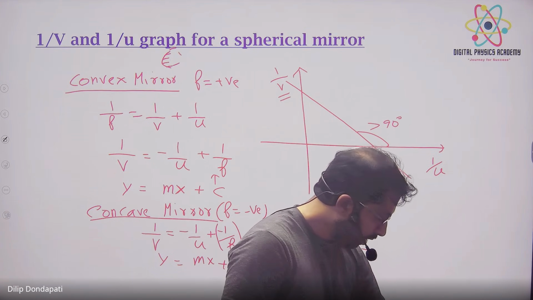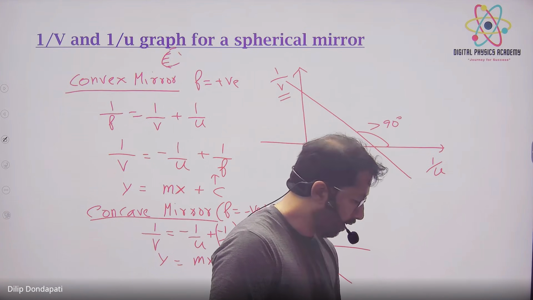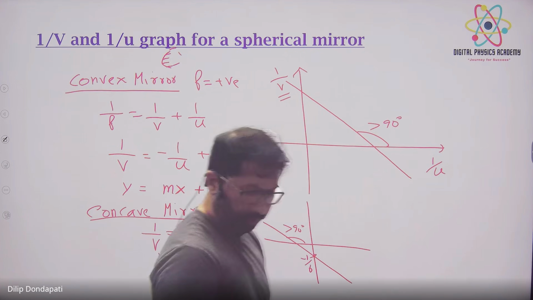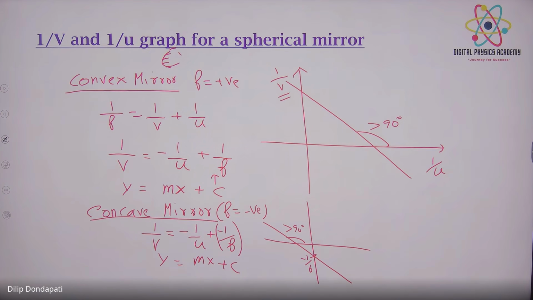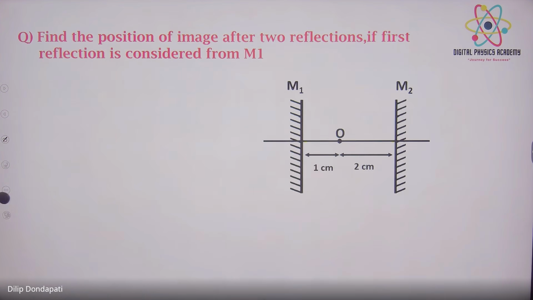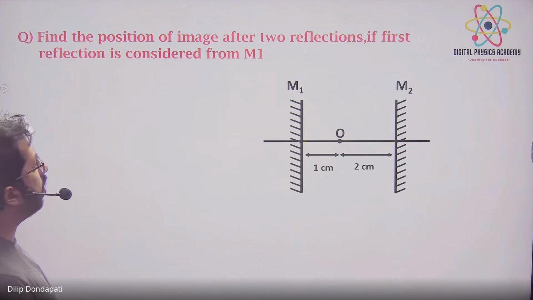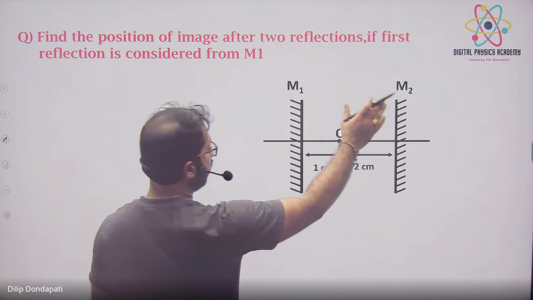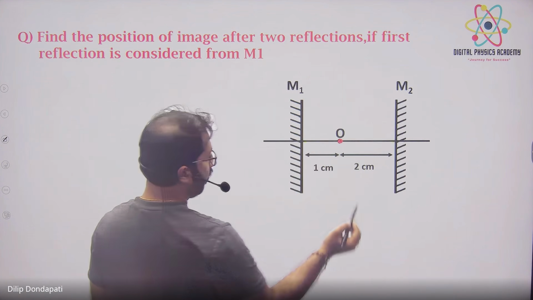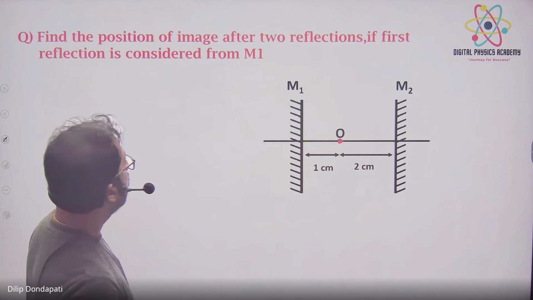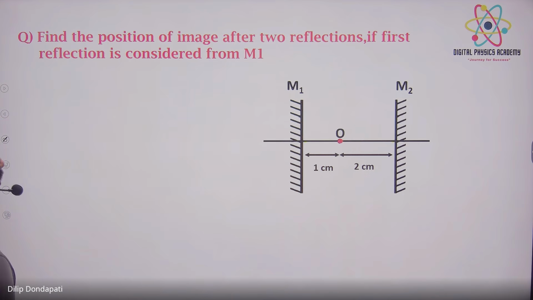चलो. Now अभी combination of mirrors में जाएंगे. Combination of mirrors में how to tackle the questions we will see. So the question is to find the position of image after two reflections. If the first reflection is considered from M1, the two mirrors are plane mirrors. Object is placed here, 1 centimeter from first mirror, 2 centimeters from second mirror. He's telling after two reflections, I want to find the position of image.